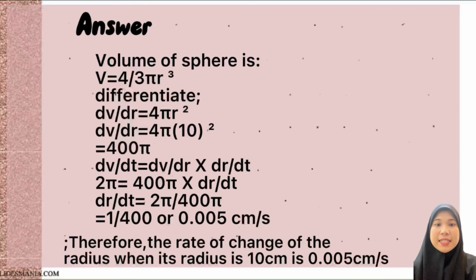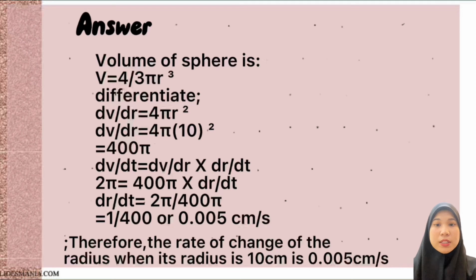The volume of a sphere is V equals 4 per 3 pi r to the power of 3. Differentiating, dV per dr equals 4 pi r to the power of 2. Now we find dV per dr equals 4 pi r squared. We substitute r, which is given as 10. So now 10 squared. So the answer is 400 pi.